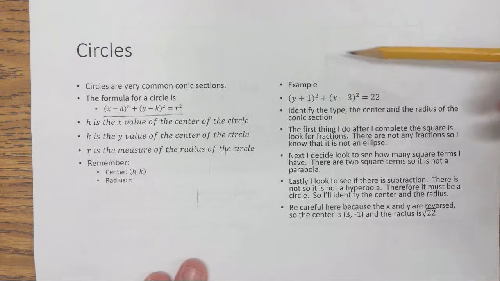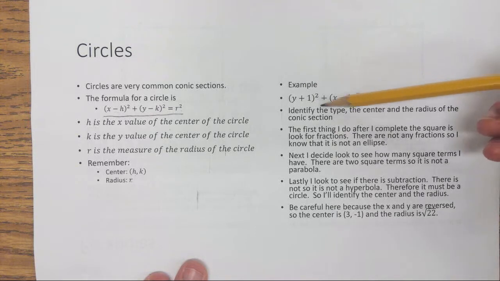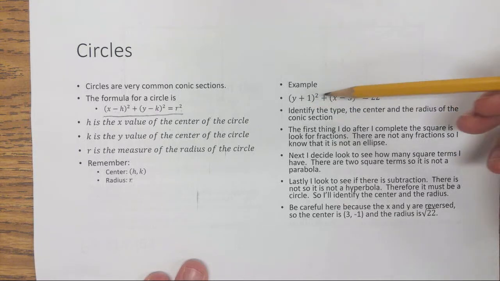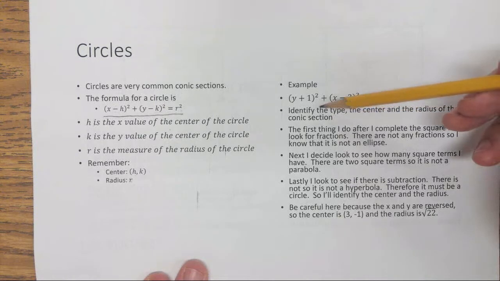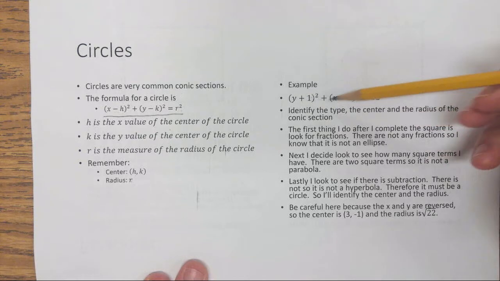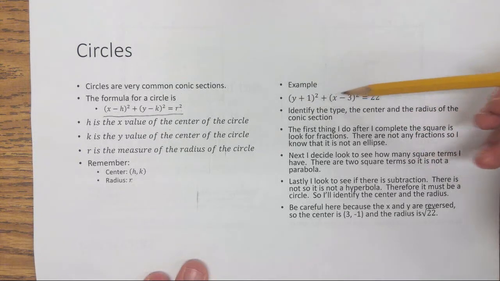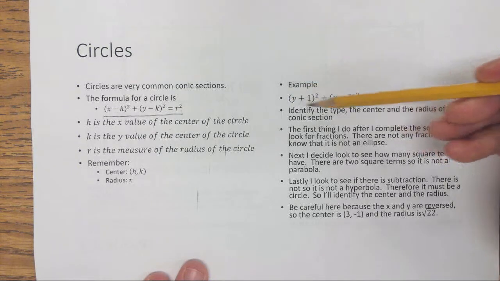So after you've completed the square, whatever form they put it in, it looks like this. You've got a plus sign in the middle. You've got some number over here. There's nothing weird looking about it. You're just going to identify the center and the radius. So identify the type as well. Because it's in this form, added, nothing outside of the parentheses, this is 22. This is a circle.